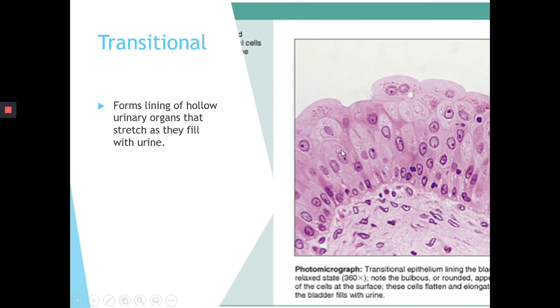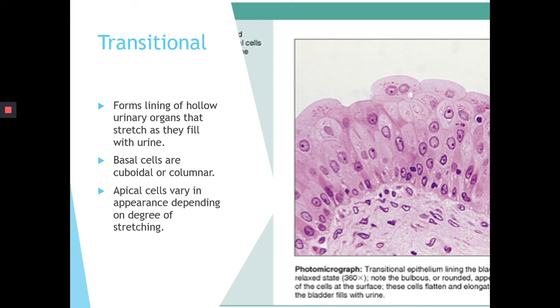Our epithelial cells in this case, again, are those transitional epithelial cells. And again, they really are neat. We have the basal cells that are cuboidal and columnar. So the cells at the bottom are once again cuboidal and columnar, and the apical cells might look a little different depending on how much they're stretched.